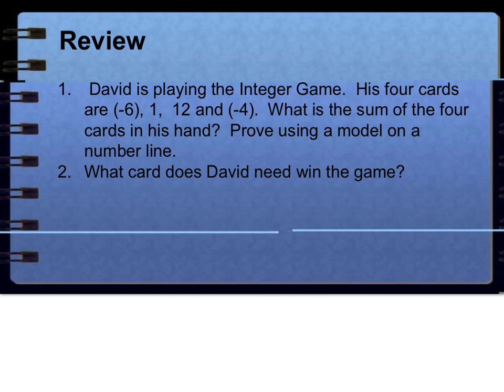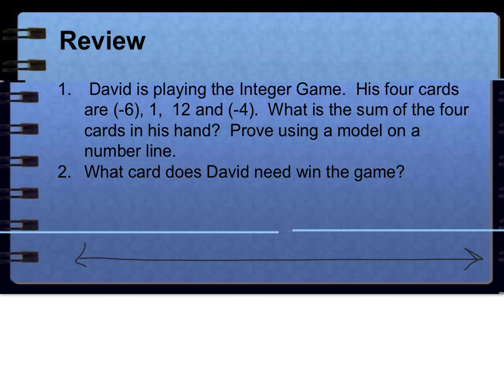All right, this is a review slide. As always, I want you to go ahead and work this while I'm paused, and then come back and check when you're ready. All right, David is playing the integer game. He has 4 cards, a negative 6, a 1, a 12, and a negative 4. And we want to know what the sum is using a model.